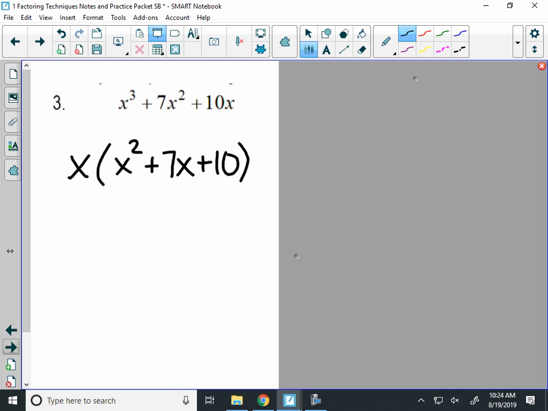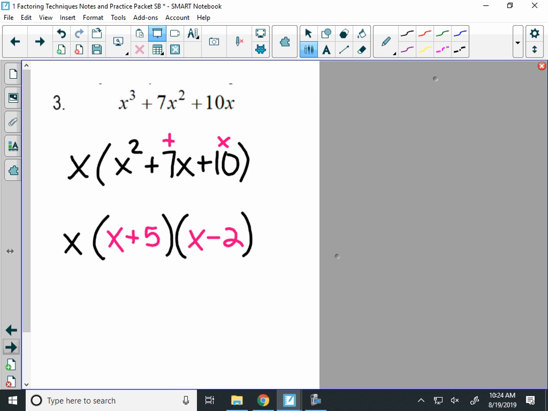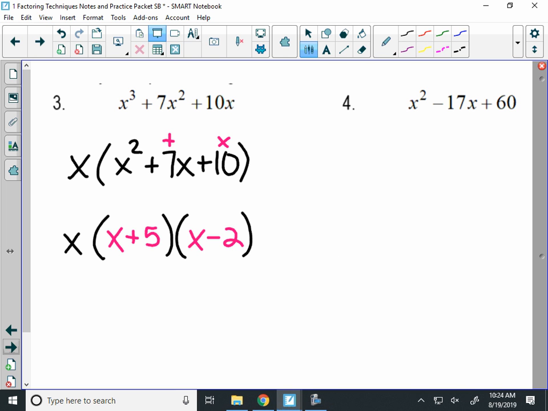Nothing fancy here. I know my answer is going to have that GCF of x in front, and then I'm going to have 2 sets of parentheses. So I need to find 2 numbers that multiply to 10 and add to 7. 5 and 2. So I'm going to have one parenthesis that is x plus 5, and one that is x minus 2. And that's it. Now if you wanted to check your work again, you would just FOIL or multiply. Yep, it would be plus 2. Thank you. I was just testing you.